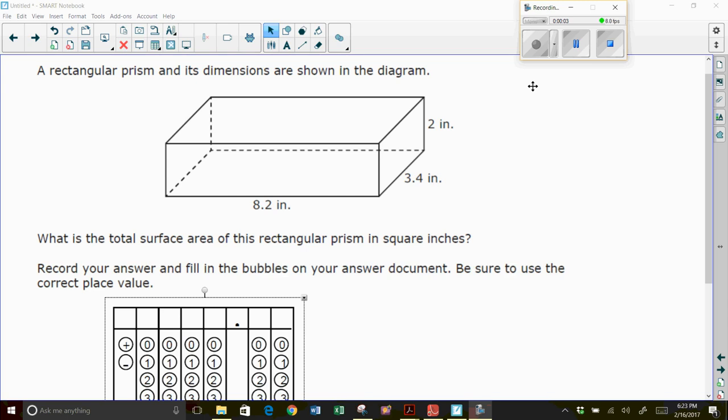A rectangular prism and its dimensions are shown in the diagram. And we have the picture right there. What is the total surface area of this rectangular prism in square inches?